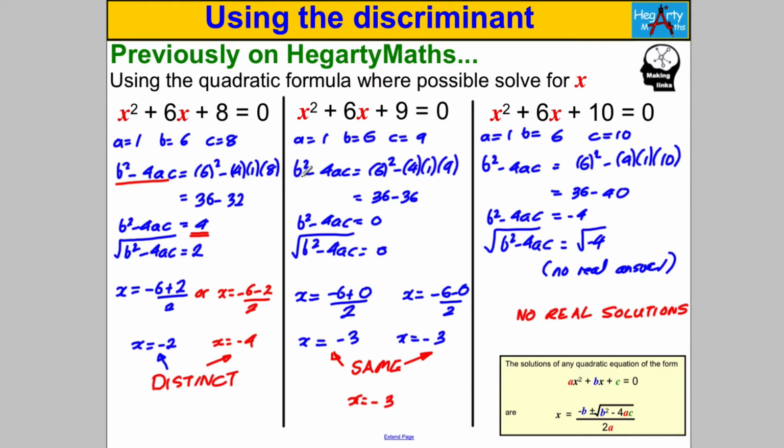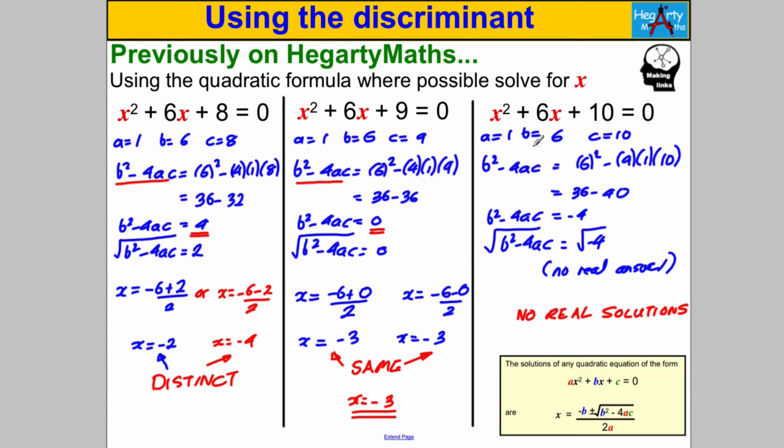Now in the next case, something surprising happened. B squared subtract 4ac, the discriminant, was actually 0. And so therefore it turned out that when I substituted that into the quadratic formula here, I get negative 3 and negative 3. I got the same answer both times, because negative b plus the square root of the discriminant, which was 0, over 2 is the same as negative b subtract 0 over 2. They give the same answer, so I got negative 3. I only got one repeated answer.